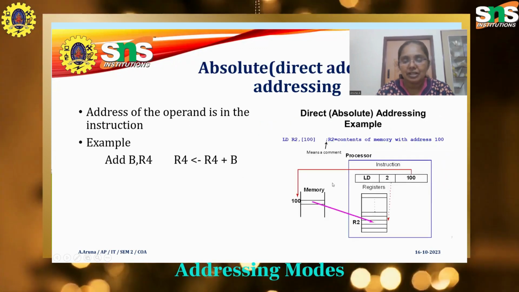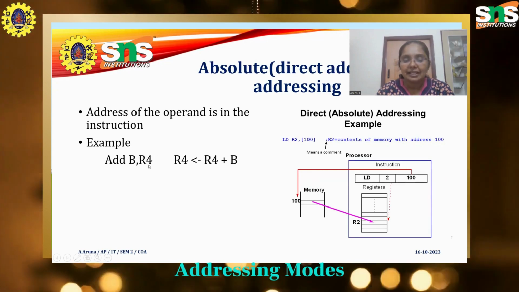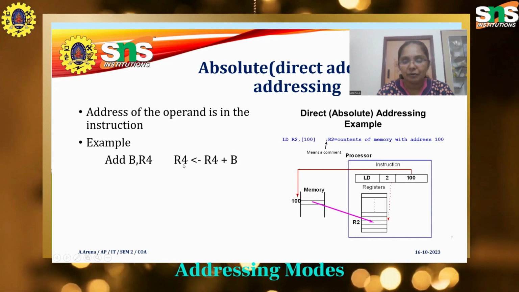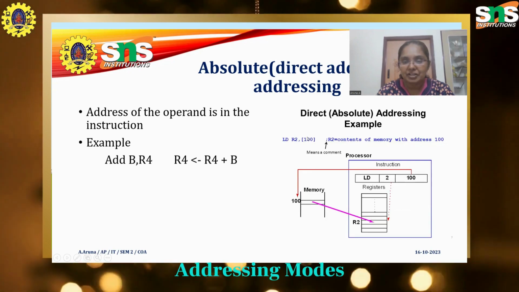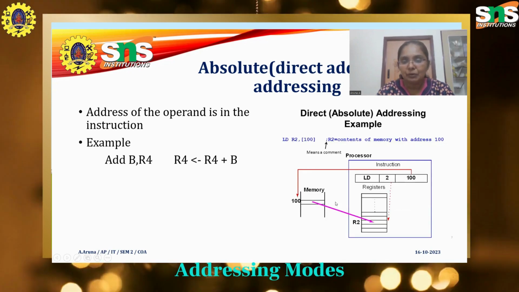The next one is the absolute or direct addressing mode. The absolute value of a memory location can be added with another register value, and both can be added and stored in R4. For example, load R2, 100: the value present in memory location 100 is moved to the register R2. This is called the absolute addressing mode or direct addressing mode.